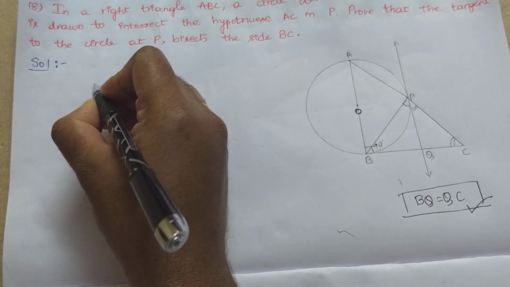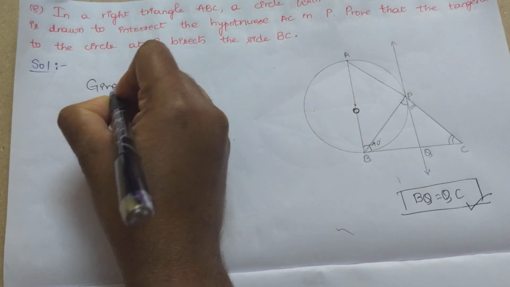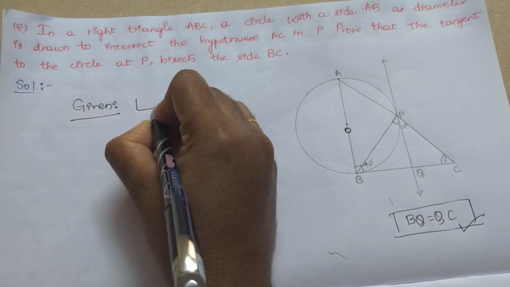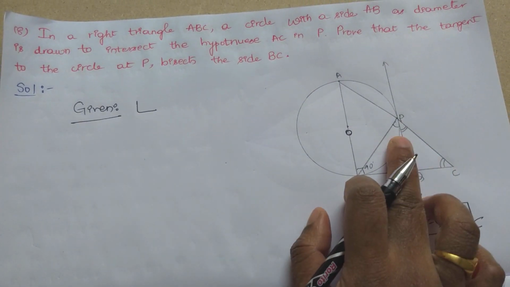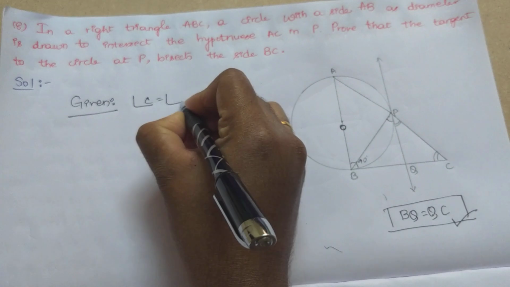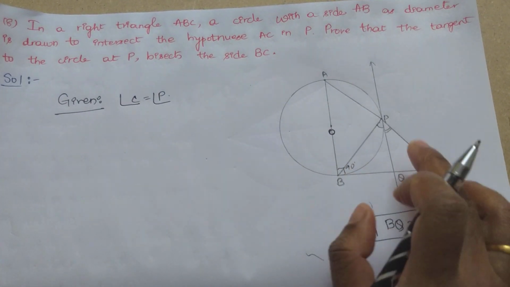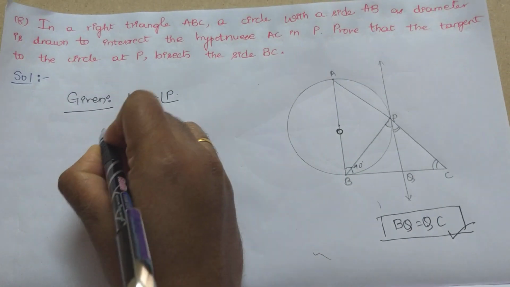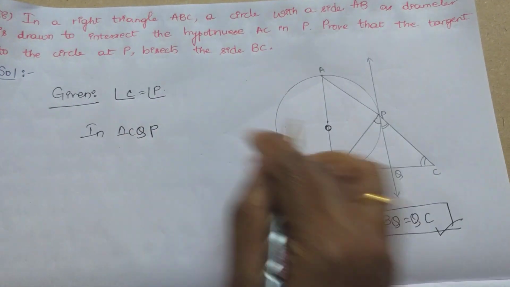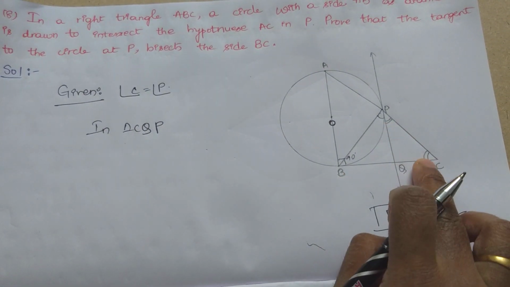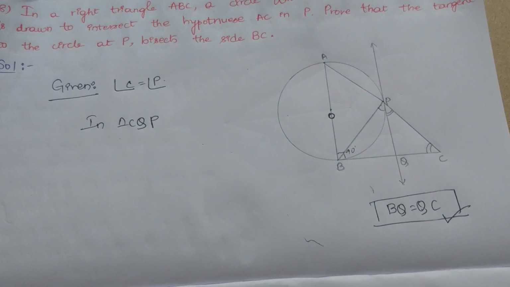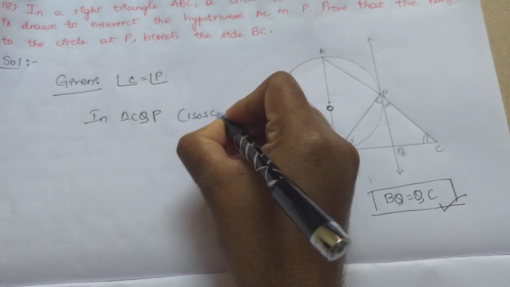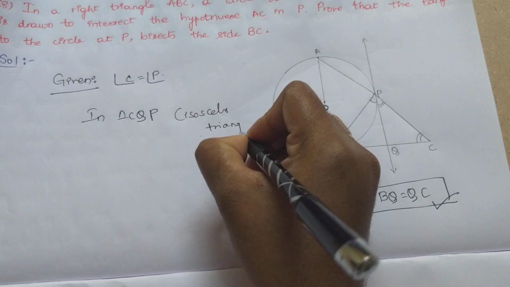Let us write whatever was given in the information. Let's write here given. What did they give? See here in the figure they have given angle C is equals to angle P. When angle C equals to angle P, in triangle CQP, two angles are equal, that is angle P equals to angle C. If two angles are equal in a triangle, then the triangle is called an isosceles triangle.